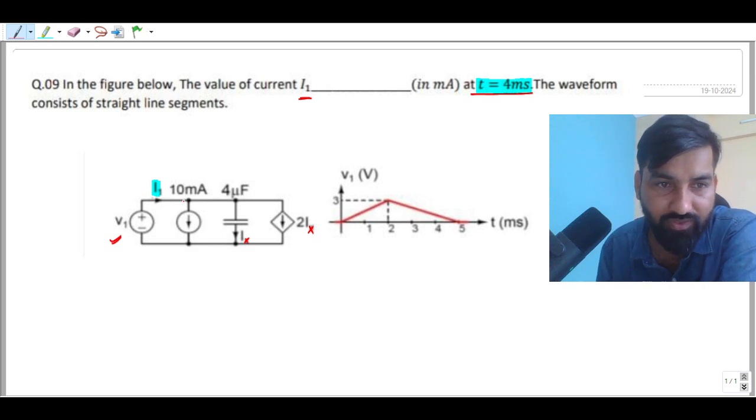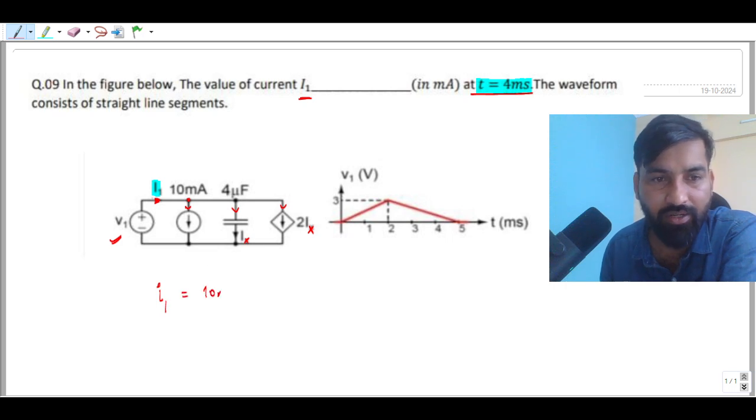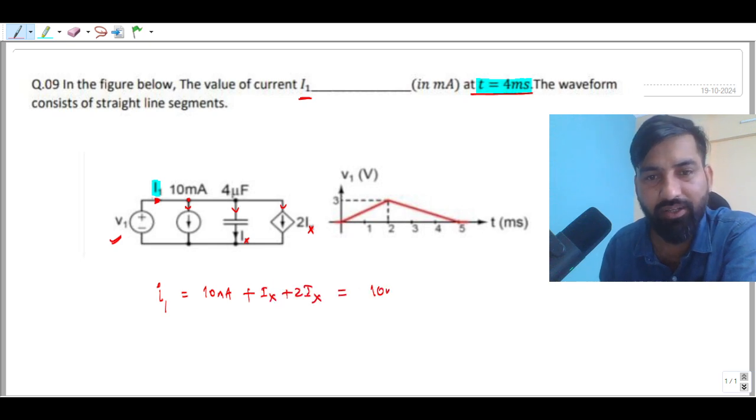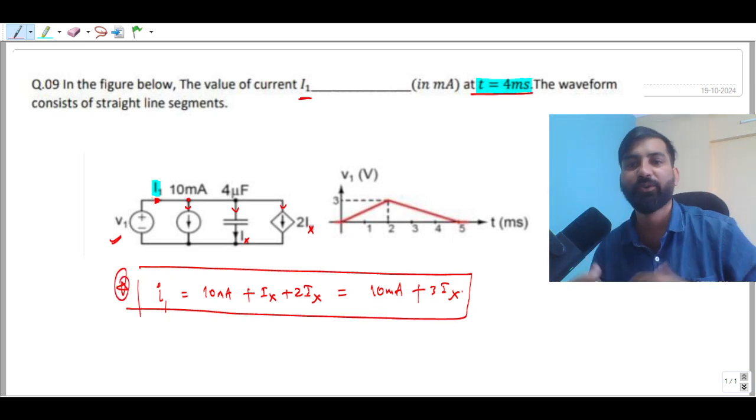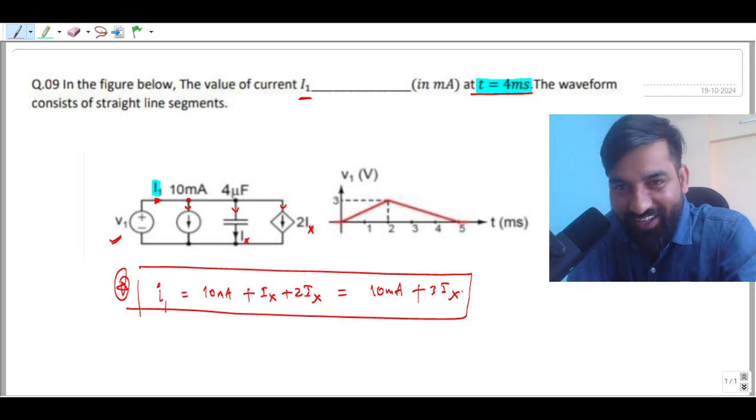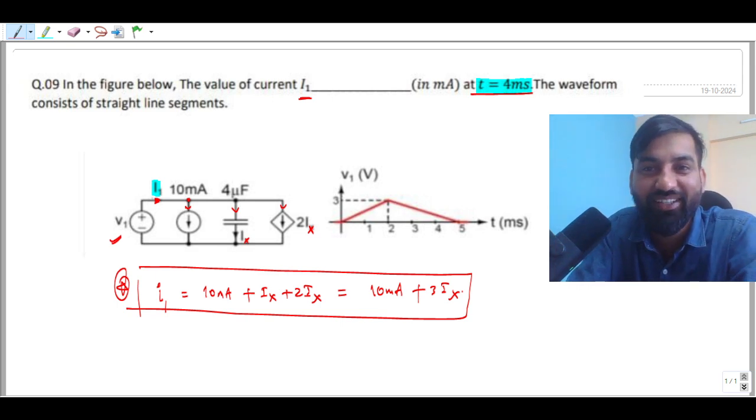So what we can do is simply find this I1, with these currents going away from this node. I1 is going to be 10 milliampere plus Ix plus 2Ix, which is nothing but 10 milliampere plus 3Ix. This is the equation that you get, a simple equation just by applying KCL at that node.